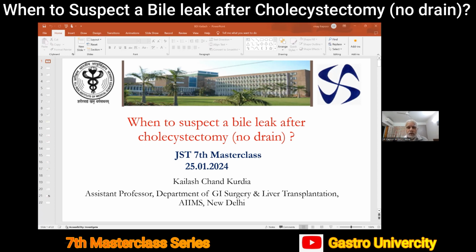So we have to keep it in mind that the fact that you thought that the cholecystectomy went on well does not mean that there is no problem. You have to keep a very high index of suspicion in the early post-operative period, after discharge, and in the follow-up also.